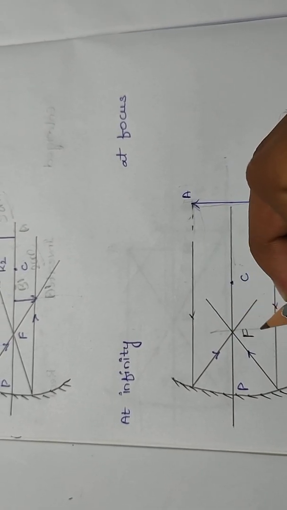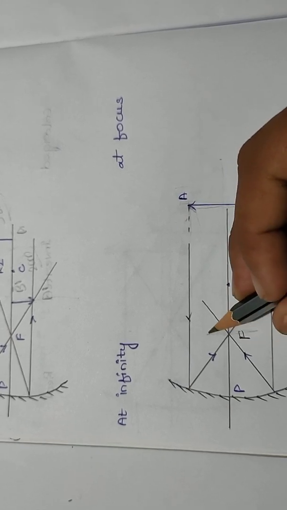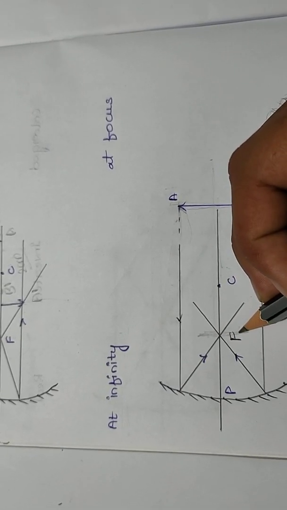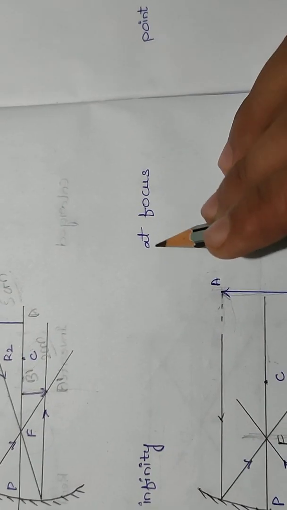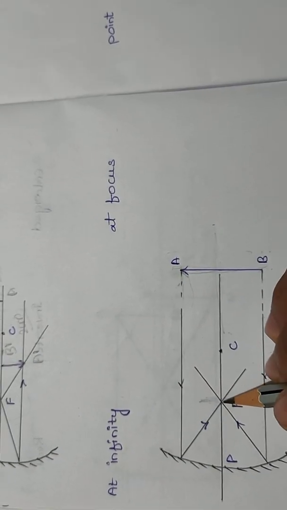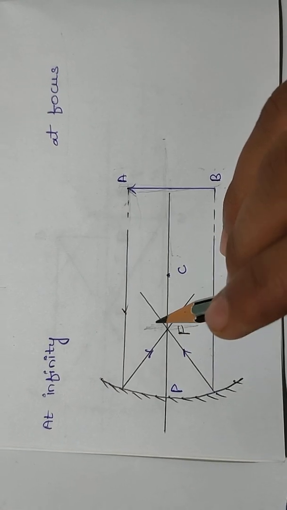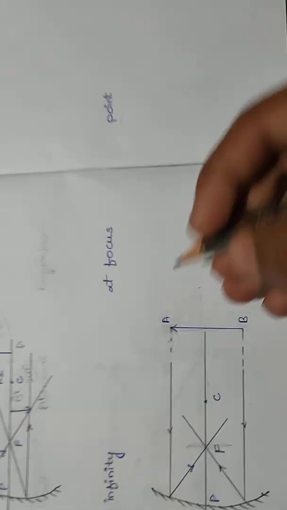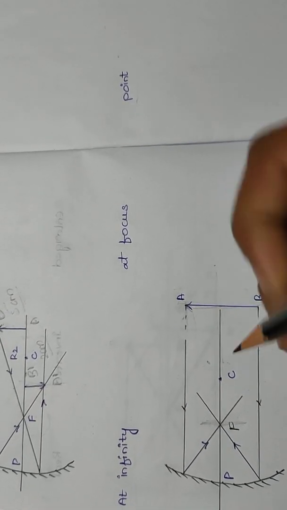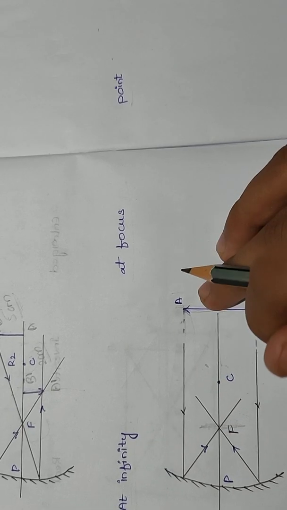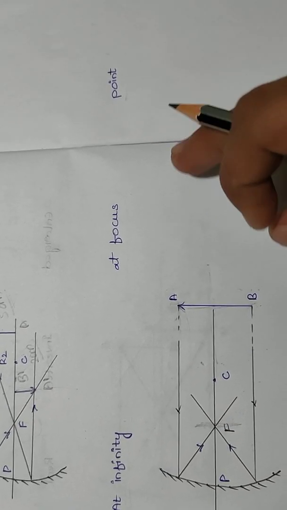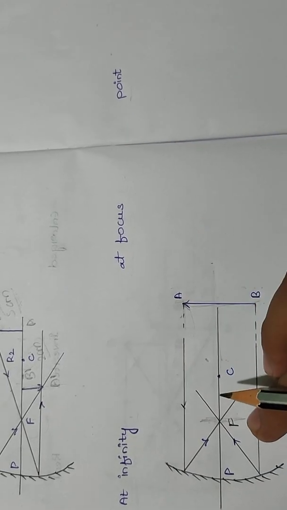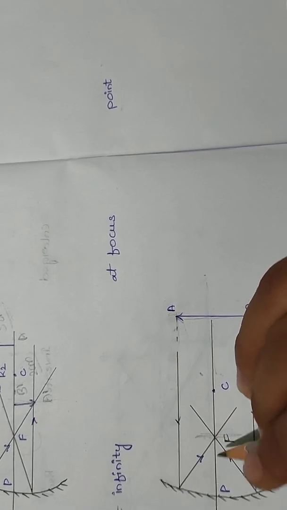So here if I keep a screen, I can see the image. But how would the image be? The position of the image is on the focal point. Both of them are meeting at the focal point. The formation of the image would be on the focal point, and the image would be just like a point, just like a dot, because the object is very far away. It is not clearly visible on the screen. So the image would be just like a dot.